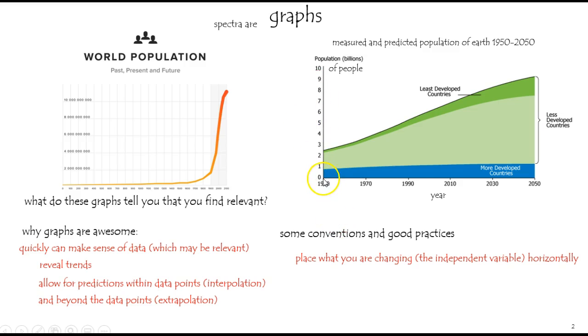That'll be the population as a function of time. As time goes on, the population is increasing. We call that part the vertical axis, right? But if you want to be fancy, you can call it the y-axis. And if you want to be really fancy and confuse people, you can call that the dependent variable.